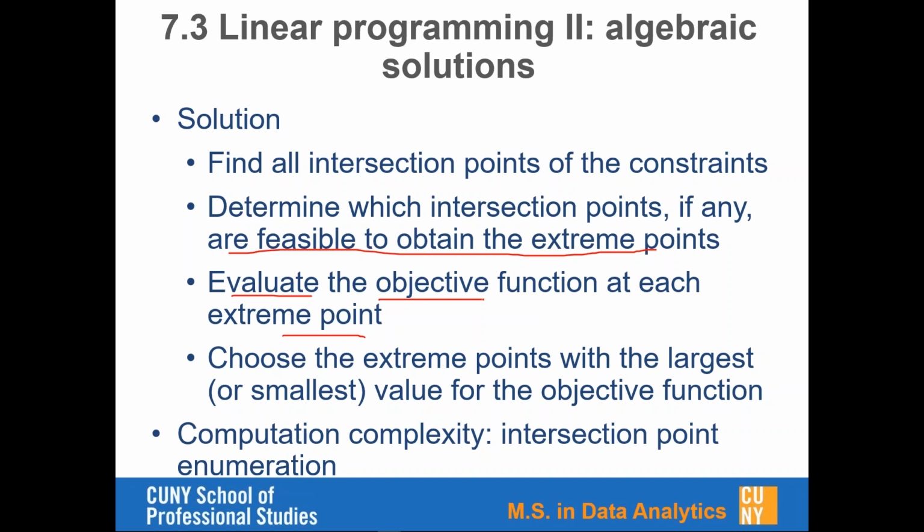That's the third step, evaluate. The fourth step is to choose the extreme point with the largest or smallest value of the objective function, depending on the objective. And then, computational complexity-wise, it is intersection point enumeration.